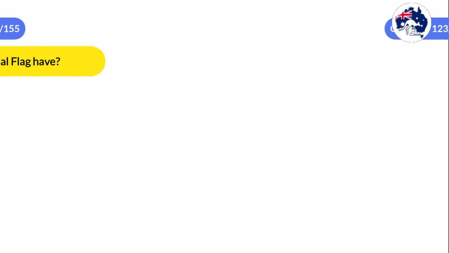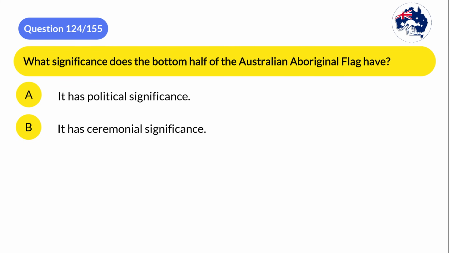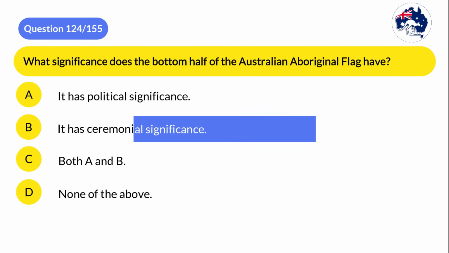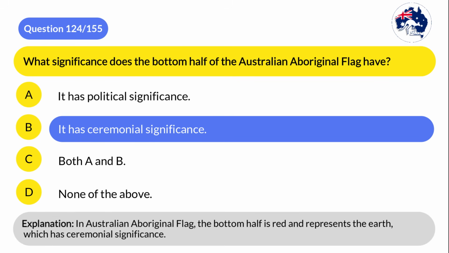Question 124. What significance does the bottom half of the Australian Aboriginal flag have? A. It has political significance. B. It has ceremonial significance. C. Both A and B. D. None of the above. The correct answer is B. It has ceremonial significance. Explanation: in the Australian Aboriginal flag, the bottom half is red and represents the earth, which has ceremonial significance.